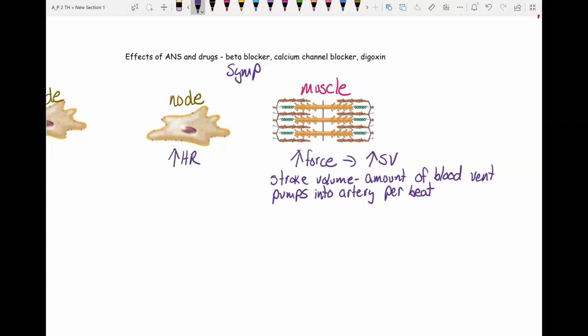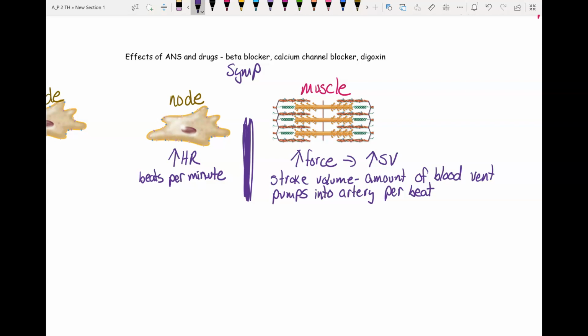And the way you alter stroke volume is by altering force. So we're going to talk about how sympathetic alters the force, and then that ultimately is going to alter the stroke volume. Another thing to keep in mind is to keep these things separate. They are two separate things. Heart rate is the number of beats per minute, and stroke volume is the amount of blood pumped per beat.